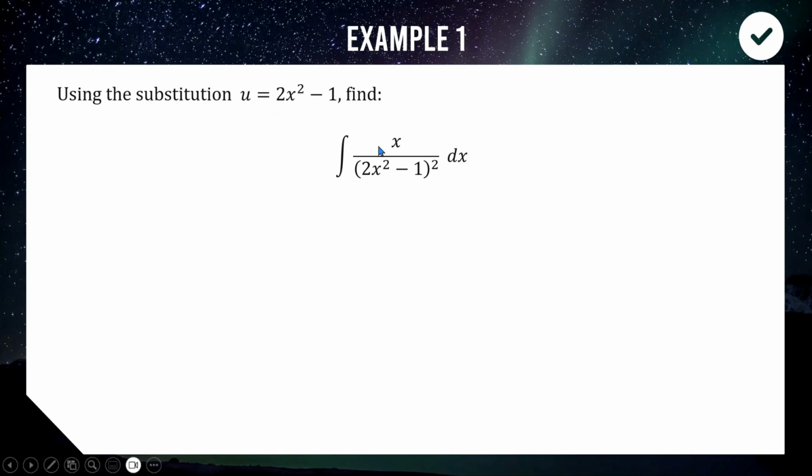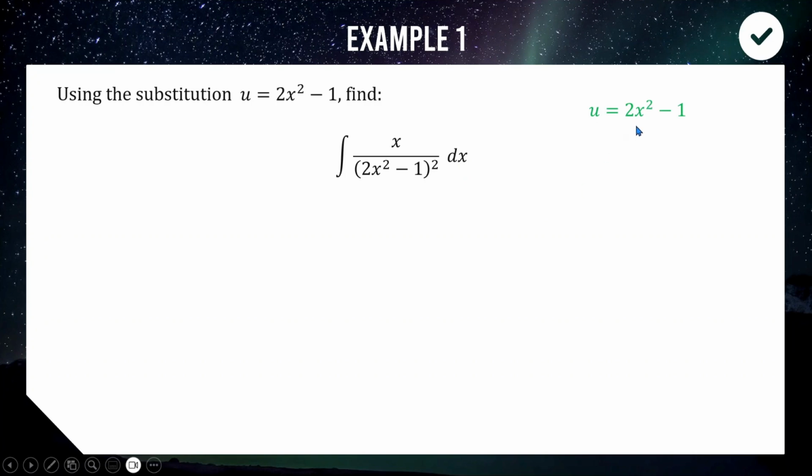So obviously in our integral, where we see a 2x² − 1, we're going to change that to a u, but the issue is we're going to change everything else. So we're going to start off with the dx. We need to try and figure out a way to turn this into a du. So we're going to start off with our substitution, u equals 2x² − 1.